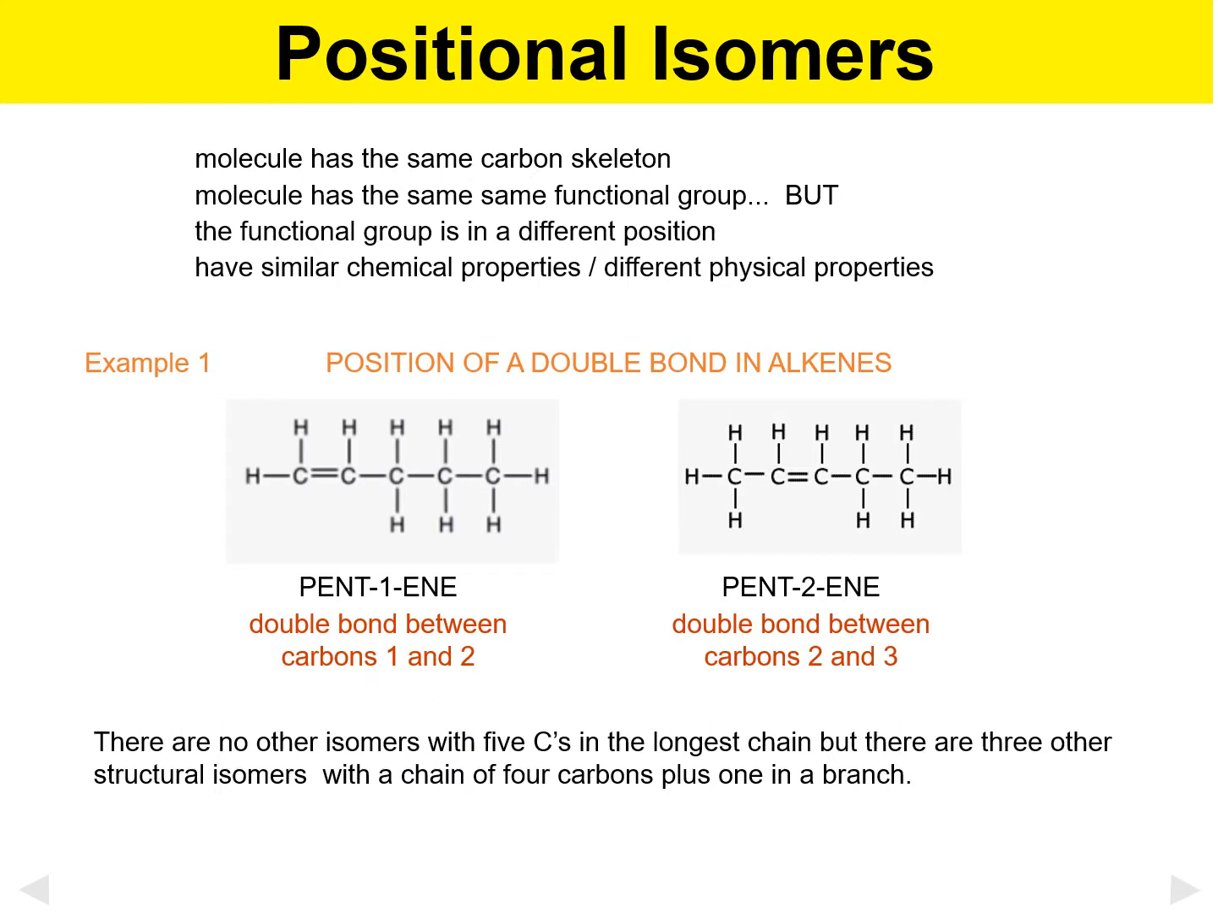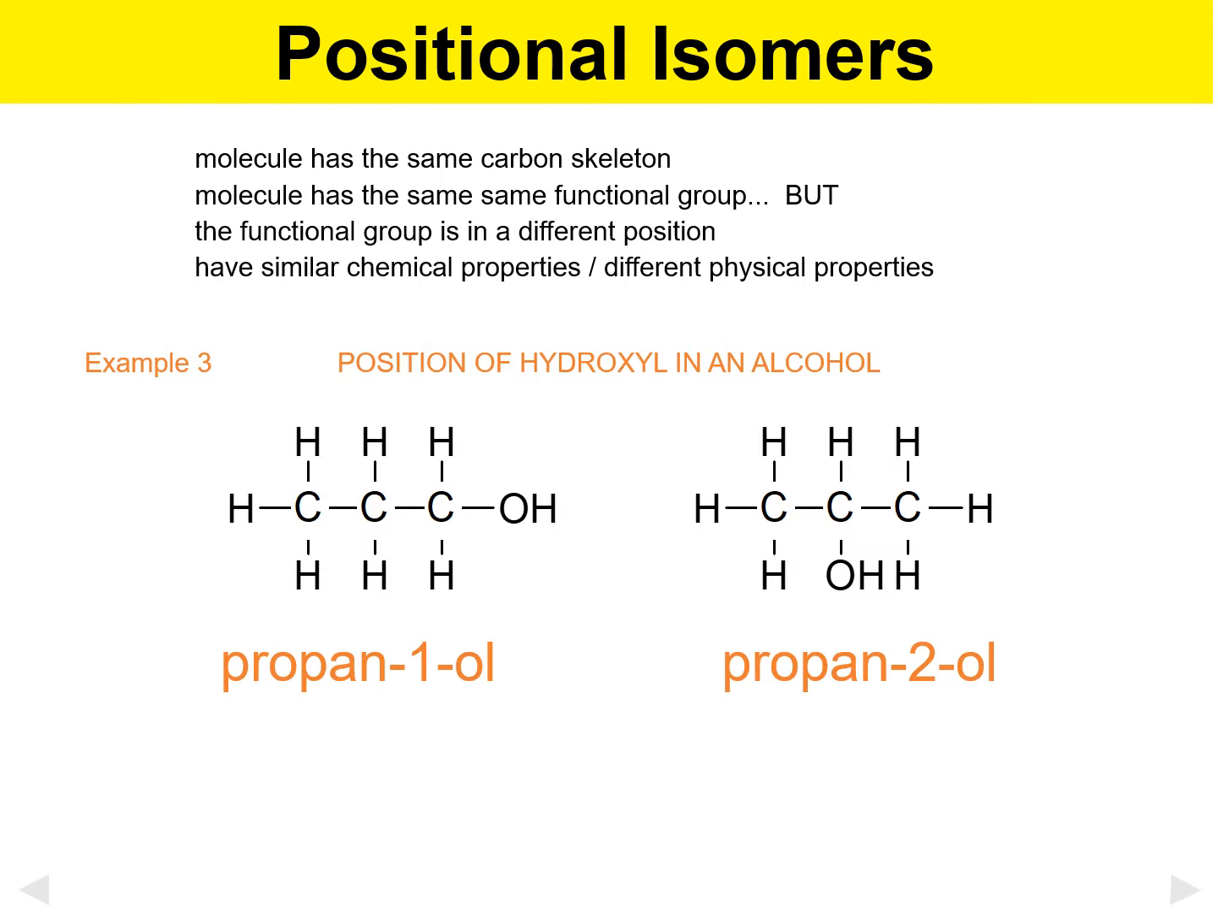Positional isomers are where the molecules have the same functional group, for example, the double bond in pent-1-ene and the double bond in pent-2-ene, but it is at a different position in the molecule. Another example of positional isomers occurs in alcohols, and you met this example at GCSE, where you have propan-1-ol and propan-2-ol, both of which have the same molecular formula but a different structural formula.